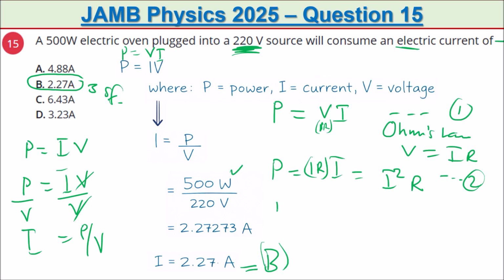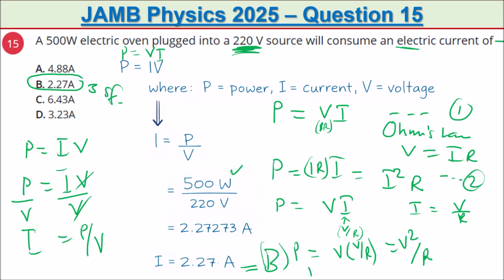Similarly, starting from power is equals to voltage times current, which is our equation number 1, we can say I is equals to V over R. So where there is I here, we can put V over R. We end up having power is equals to V times V over R, giving us V squared over R. So power is equals to V squared over R. This is equation number 3.